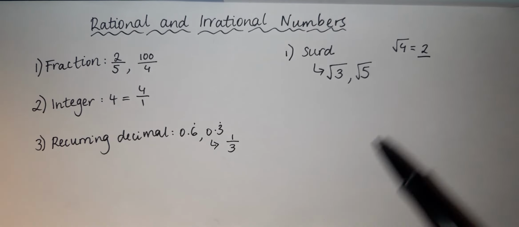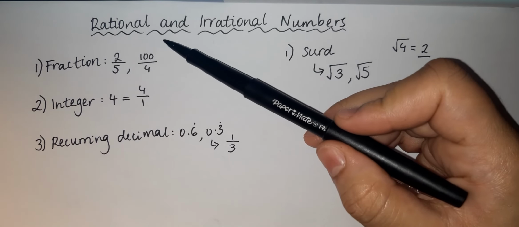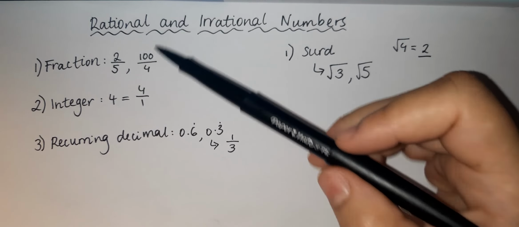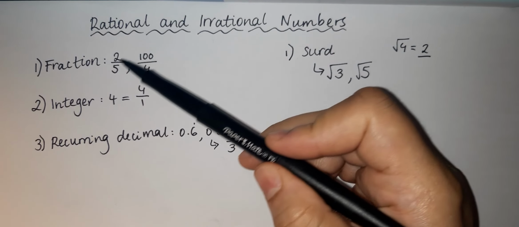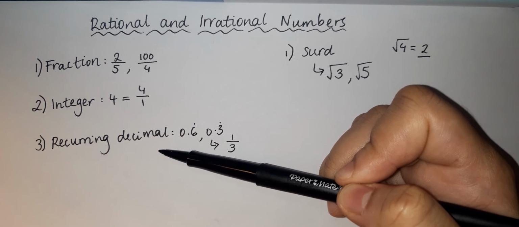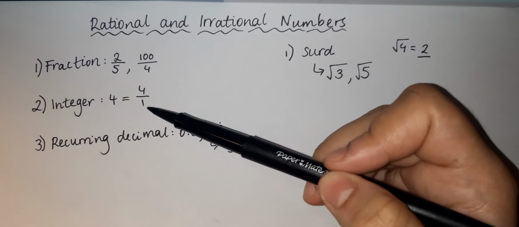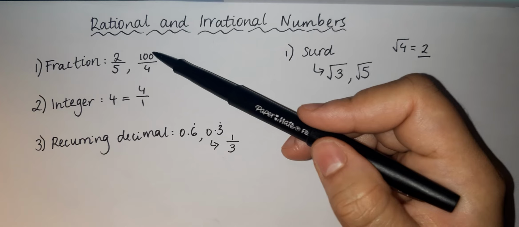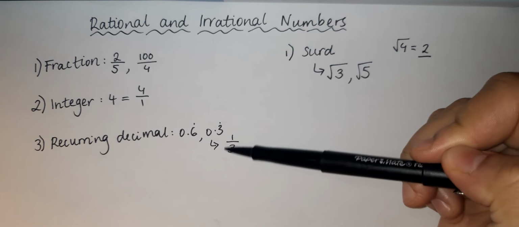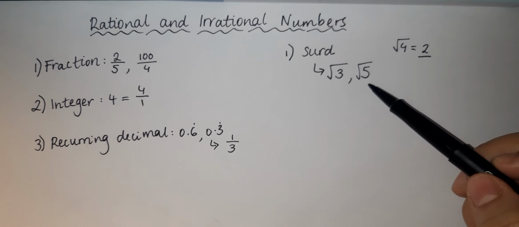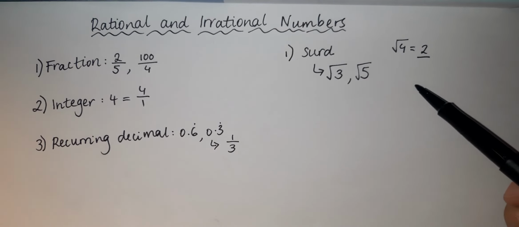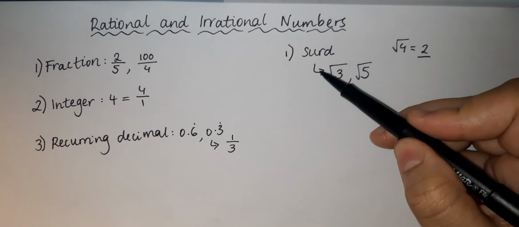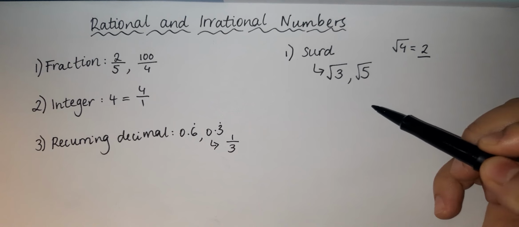So in summary, a rational number is something we can write as a fraction. And the three forms they come in most commonly in GCSE Maths is as a fraction, an integer, or a reoccurring decimal, because as we can see, they all come out to be fractions. However, irrational numbers is the opposite. They cannot be written as fractions because they are square roots of numbers that have never-ending decimals.